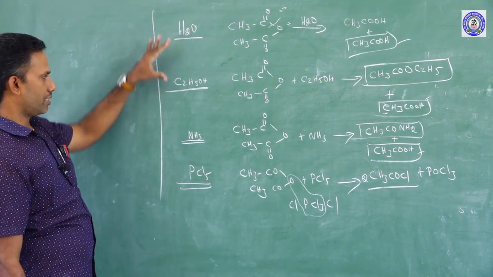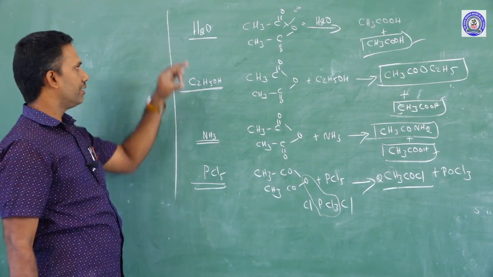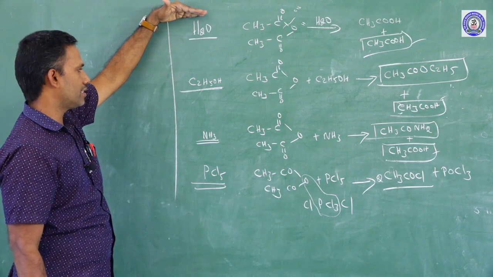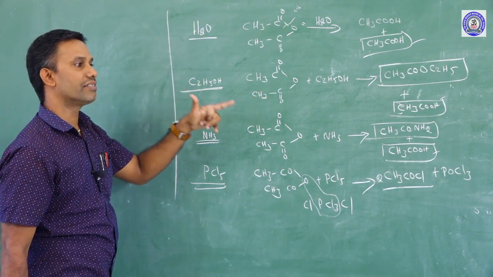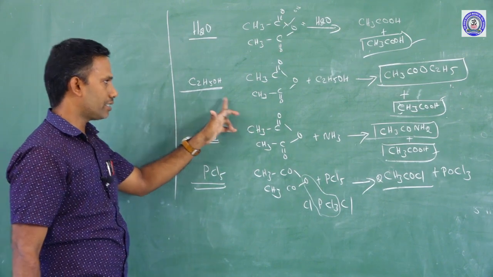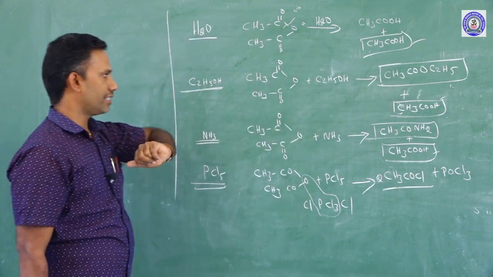Treatment with water, treatment with alcohol, treatment with ammonia, treatment with PCl5. This process is known as hydrolysis. We can say this is alcoholysis or esterification. Why is it called esterification? You may ask a doubt. Because the product is ester. So this is called esterification.